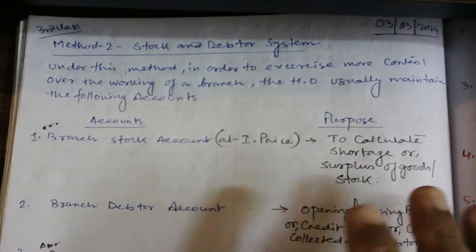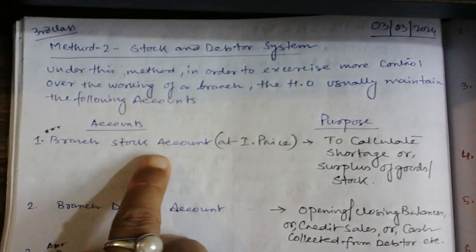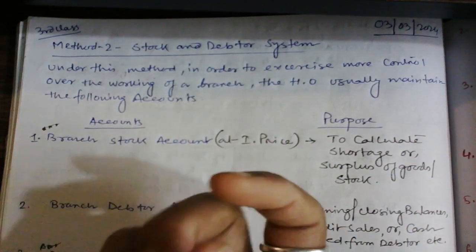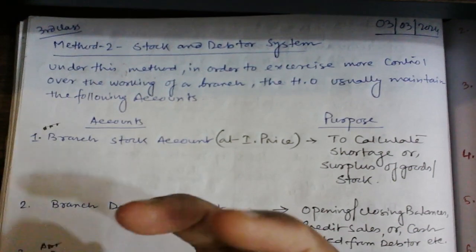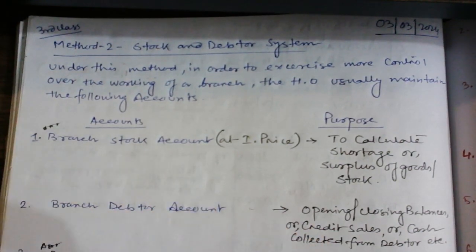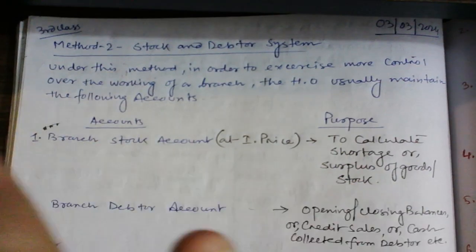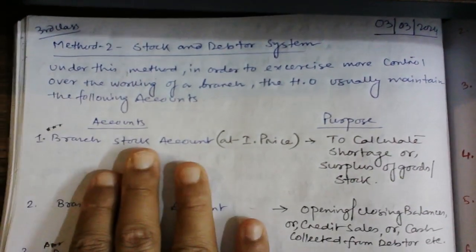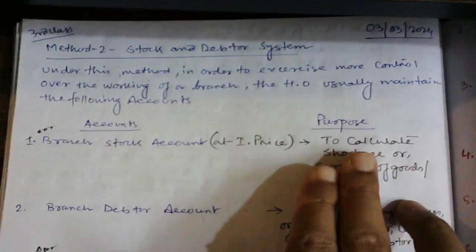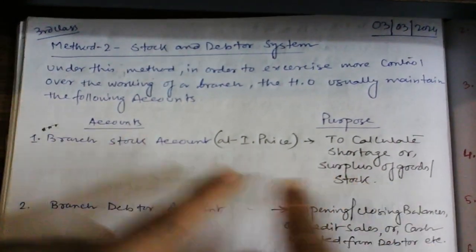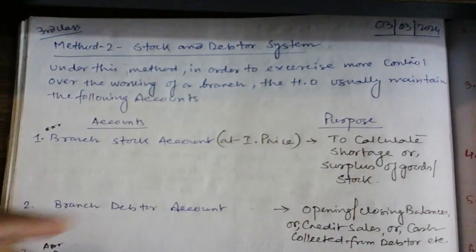Now the purpose of preparing this particular account is to calculate the shortage or the surplus of the stock. It means whether any shortage has happened or we have some surplus of stock at the end of a particular period, a month or a year. This is what is important. From the stock account, we get the shortage or surplus, matching stock account surplus and shortage.